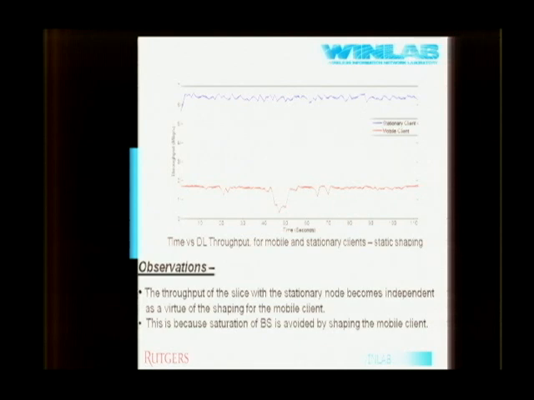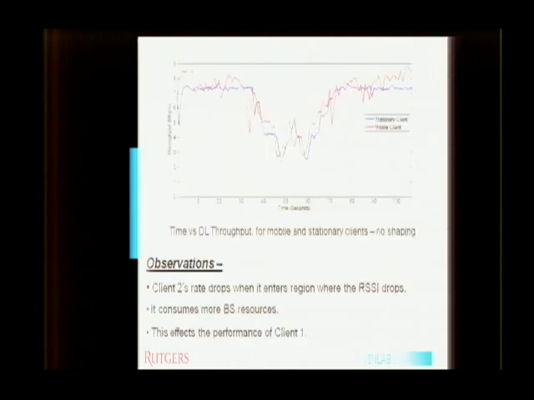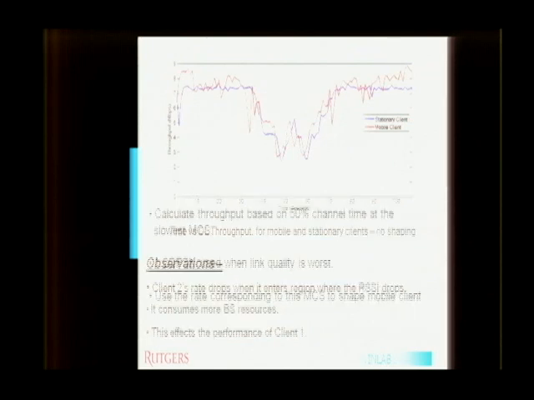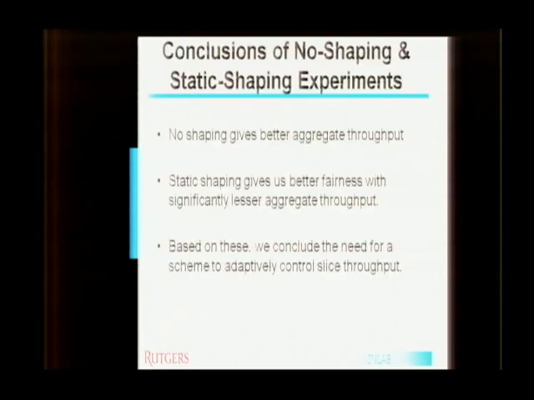One of the conclusions out of these two experiments is this. No shaping gives us better aggregate throughput. In the sense that the total throughput that can be reached is around 15 Mbps, but when we do shaping, we get rates of totally around 10 or 9 Mbps. So we know that no shaping gives us a better aggregate throughput. Static shaping gives us better fairness. This ensures that the mobile client is always using the resources that are given to it, and it does not eat up resources from the stationary client.